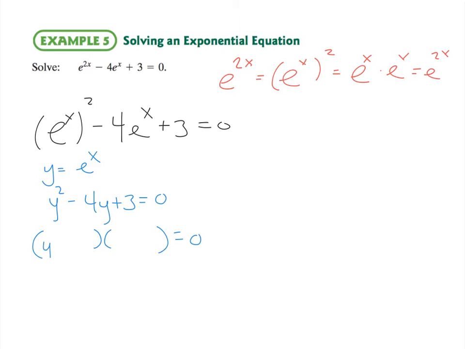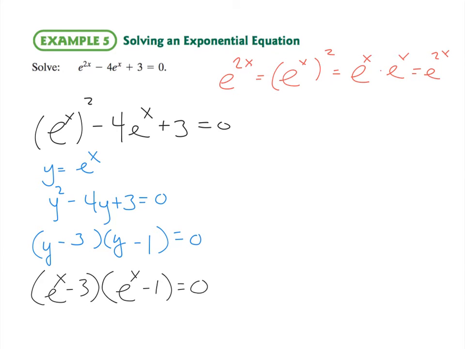into a pair of y's, and both signs are negative. So we have y minus 3, and the quantity y minus 1 is equal to 0, and it's in factored form. And now what I'll do is substitute e to the x back in. So now we just look at each of our products separately and set it equal to 0 to solve for x. So here we'll start with e to the x minus 3 is equal to 0, or e to the x is equal to 3.